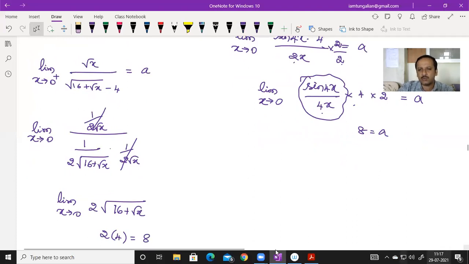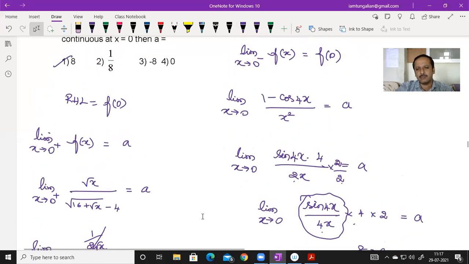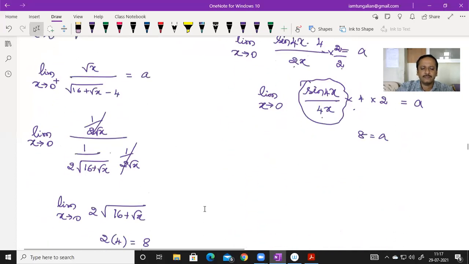You can do it in this way also. Either that or this, both are not necessary. When it is asked in POC, both you have to do. When it is asked in CET, any one is okay.